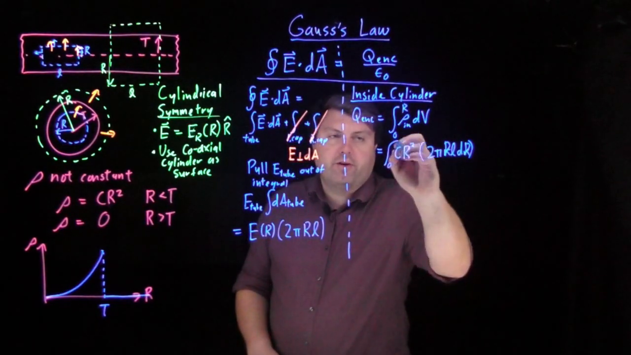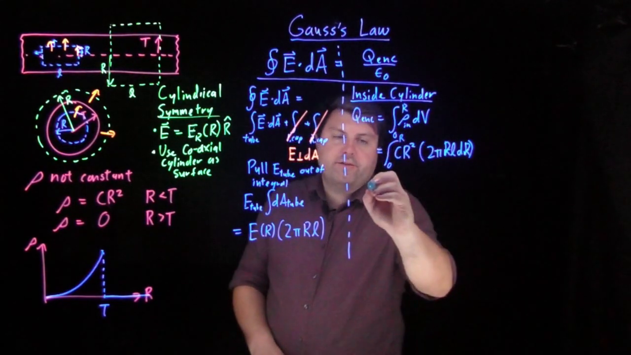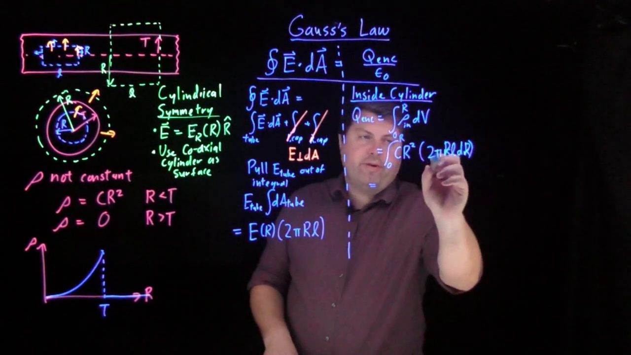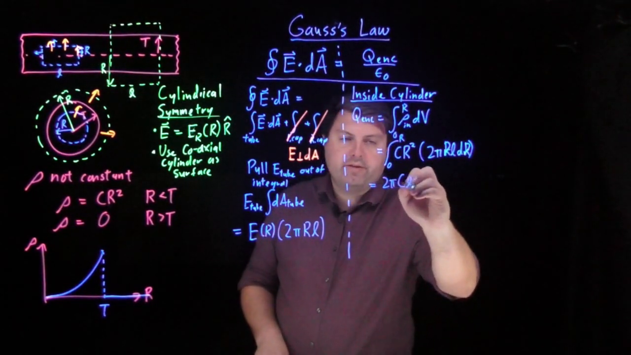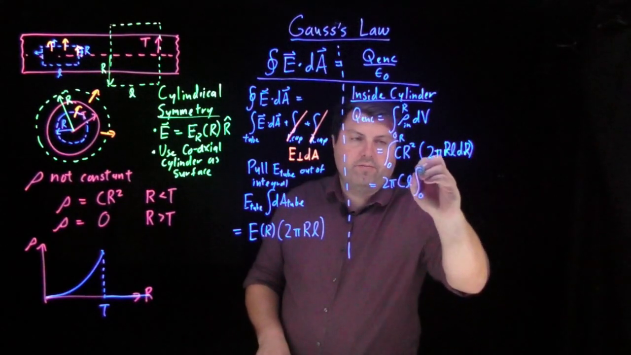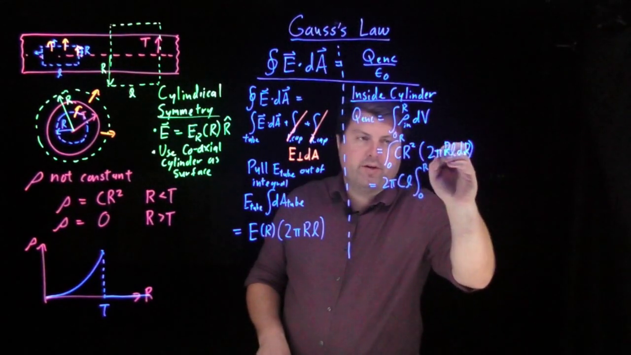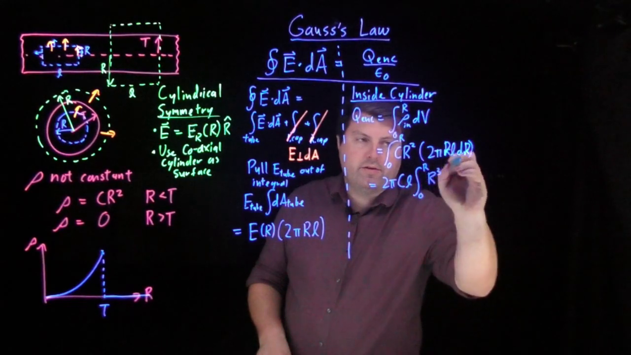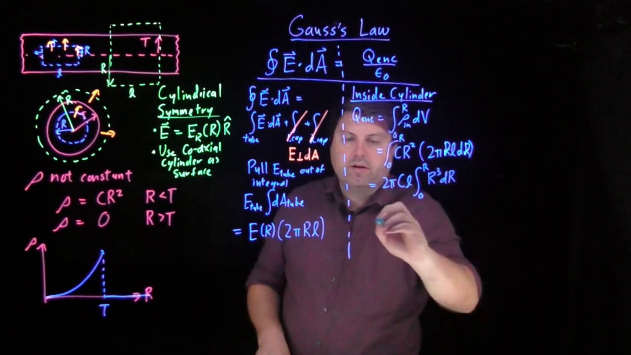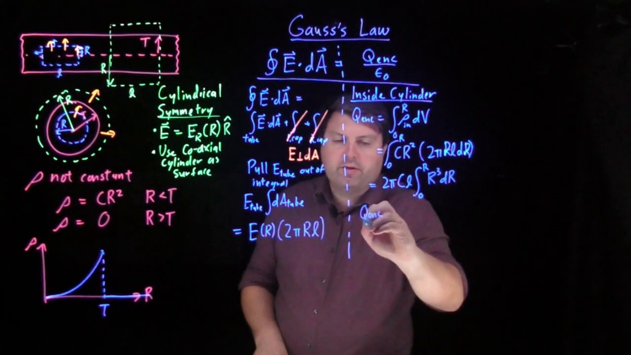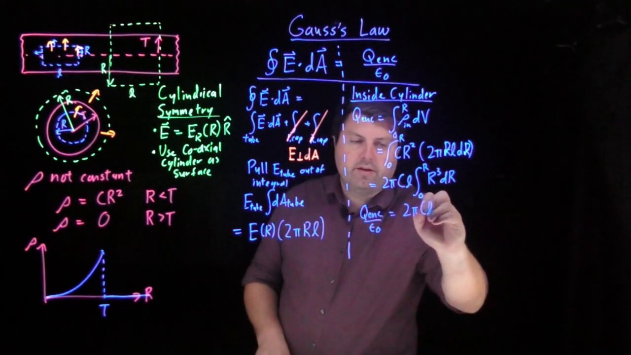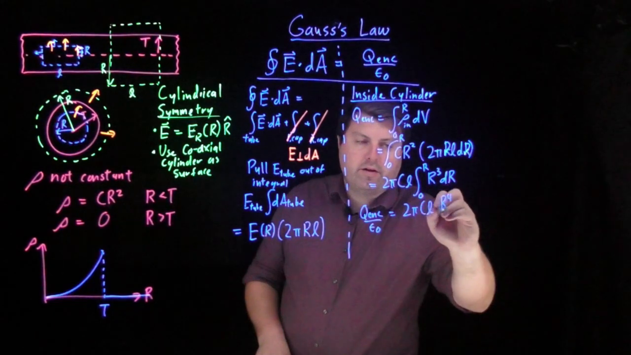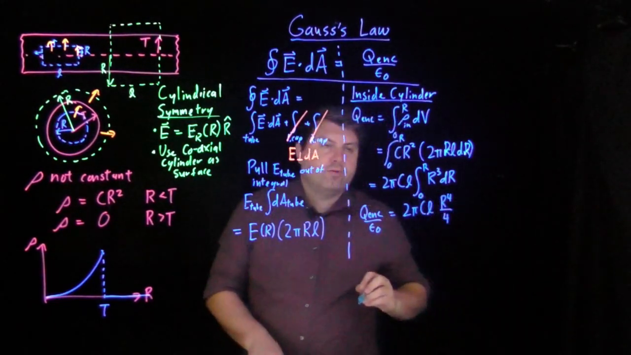So from 0 to R, see what constants we have inside of here. We have C, we have 2 pi, we have L, so we have 2 pi C L, and then we have the integral from 0 to R of R squared times R is R to the third times dr. So then our Q enclosed over epsilon naught is 2 pi C L R to the fourth over 4.